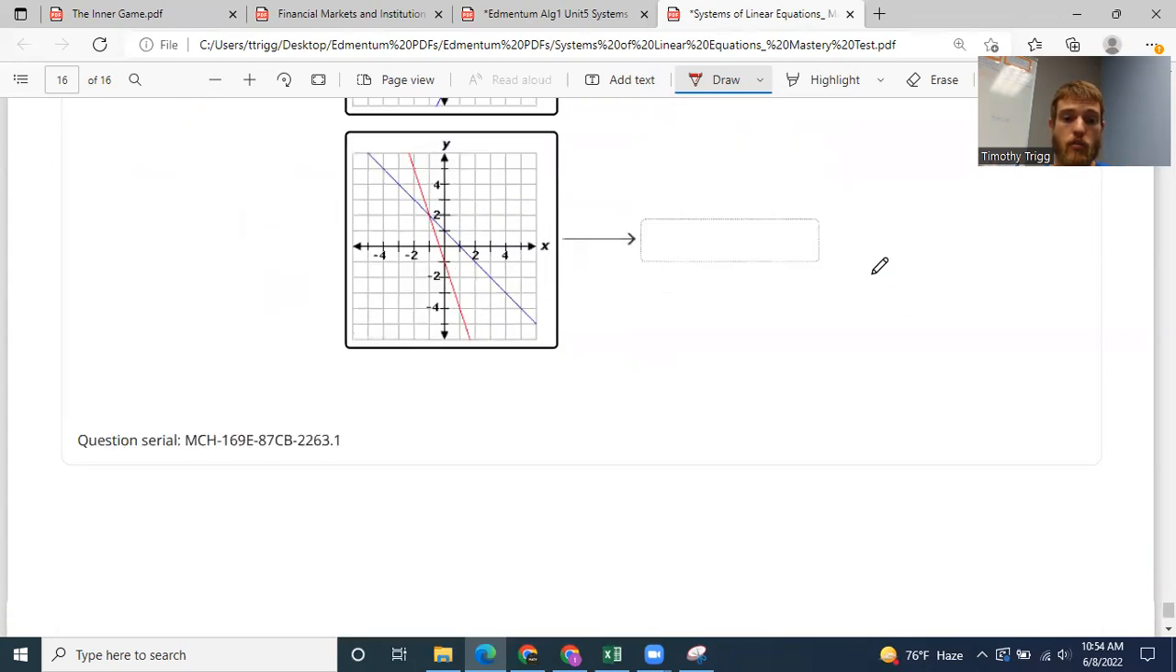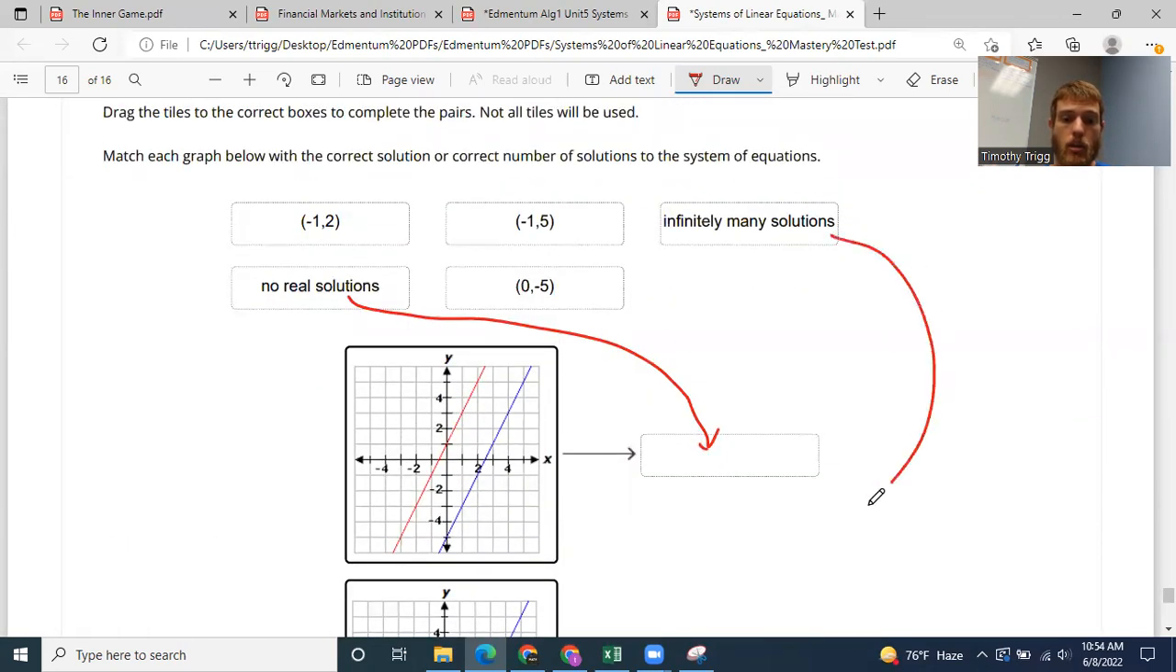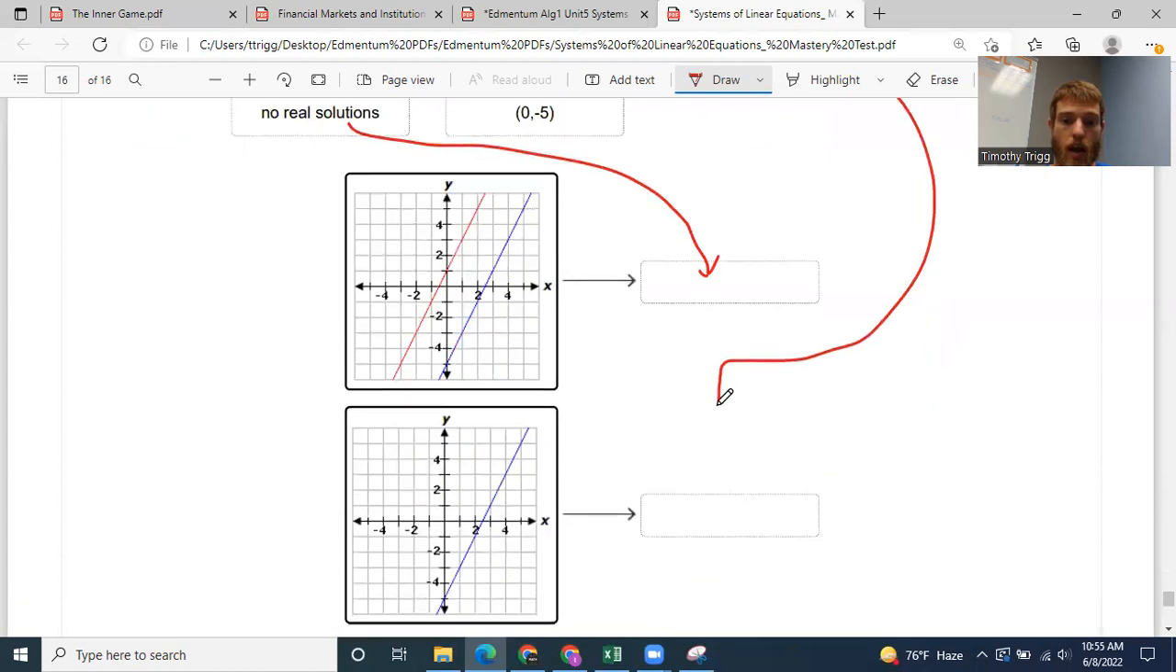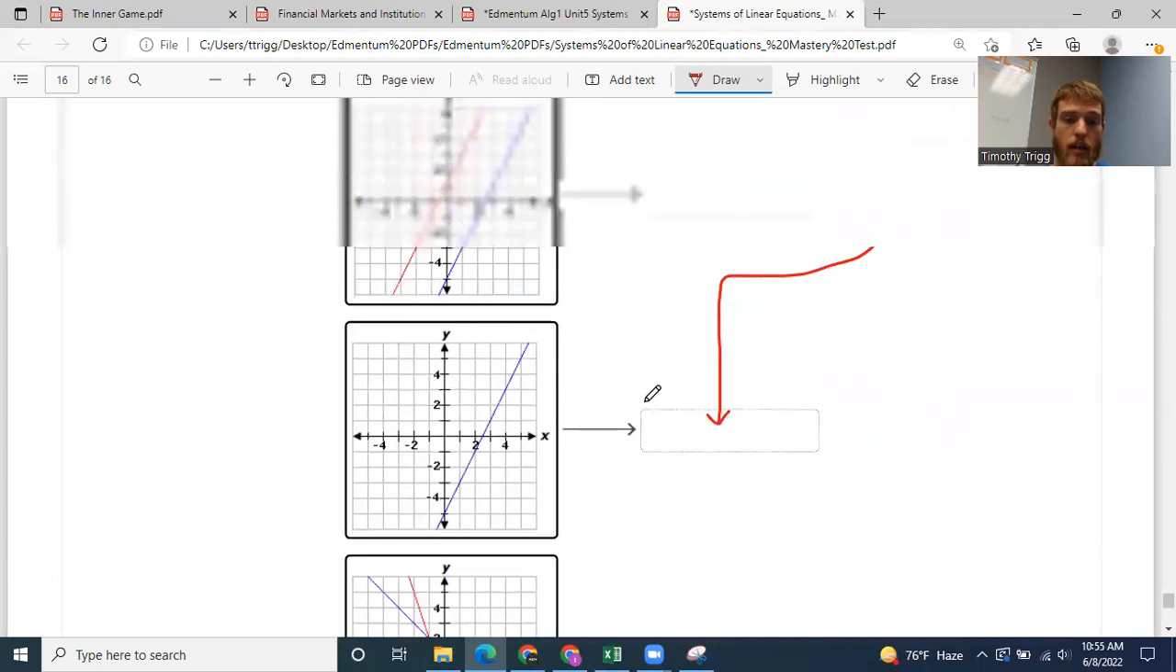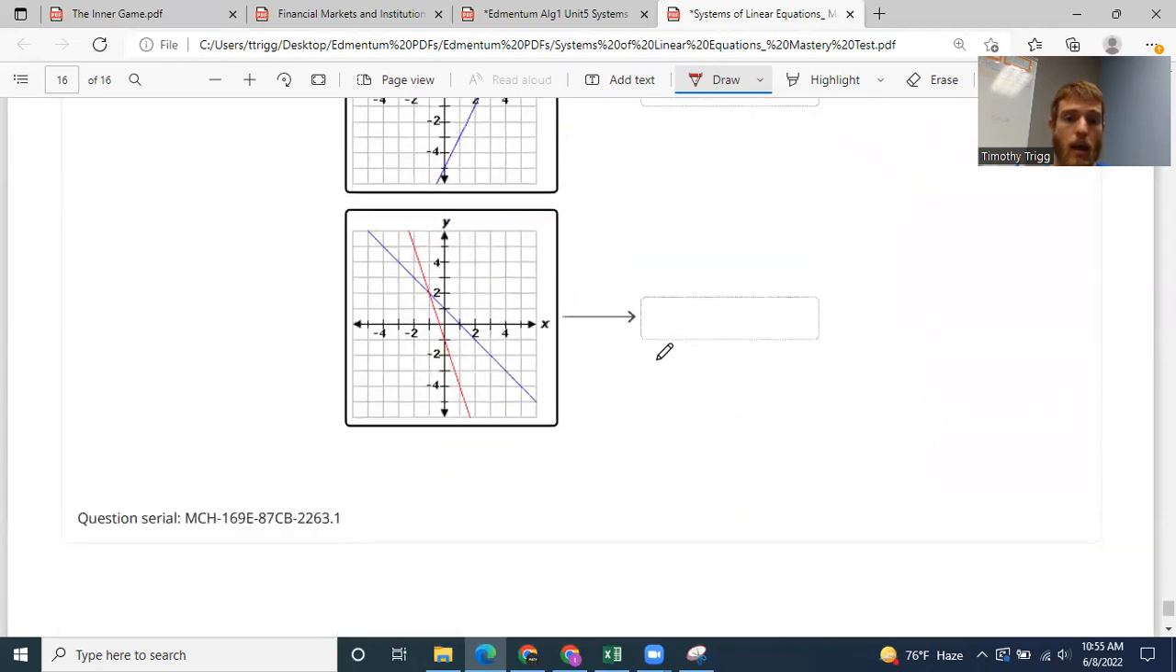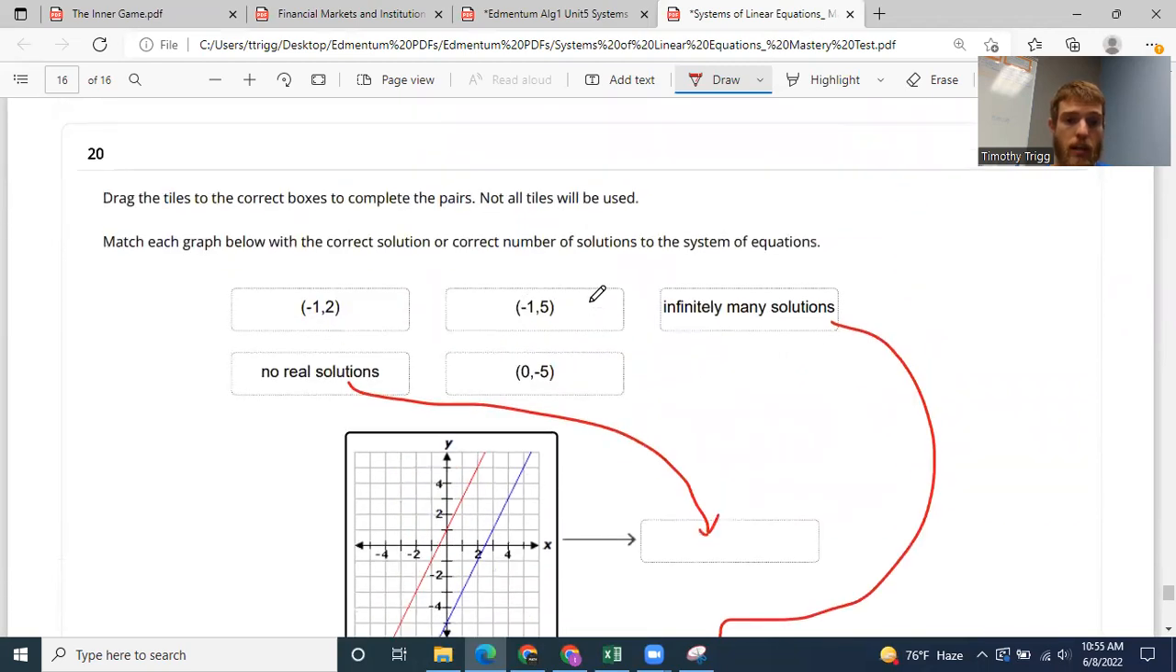Infinitely many solutions is when the two lines are actually the same line. Here you can't see it, but both lines are on the same line. So that's infinitely many solutions. And then here, just look for where the two lines cross. So which coordinate point is that?